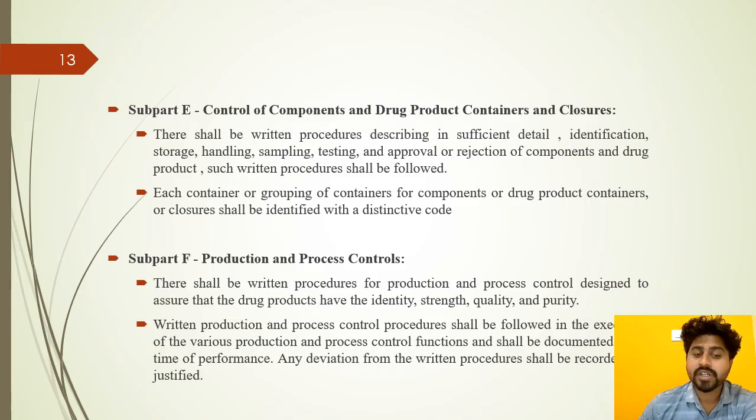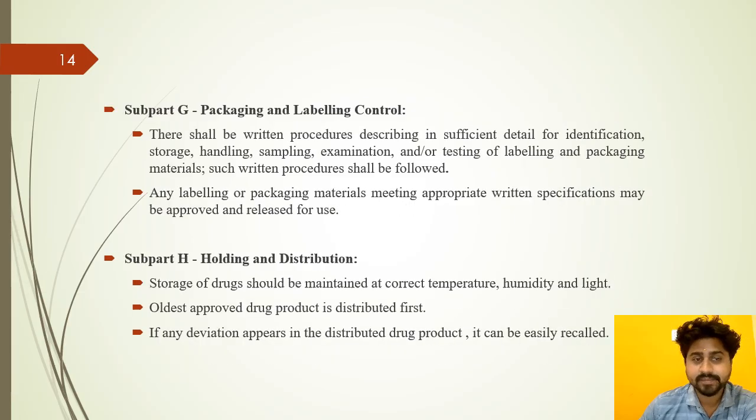F. Production and process controls. There shall be written procedures for production and process control designed to assure that the product has the identity, strength, quality, and purity. And written production and process control procedures shall be followed in the various production and process control functions, and shall be documented at time intervals, and any deviation from written procedure shall be recorded and also justified to the authority.